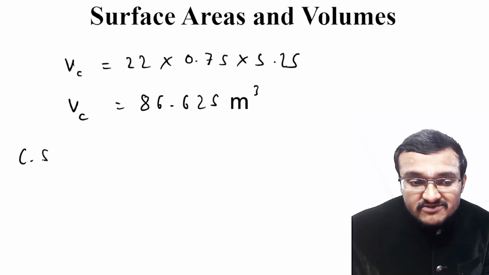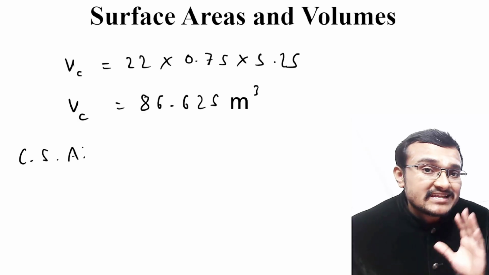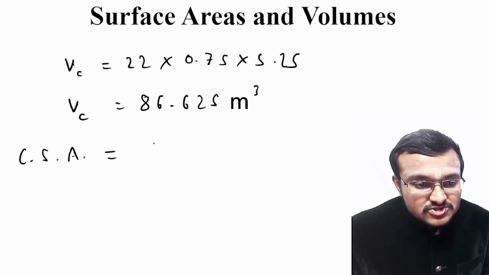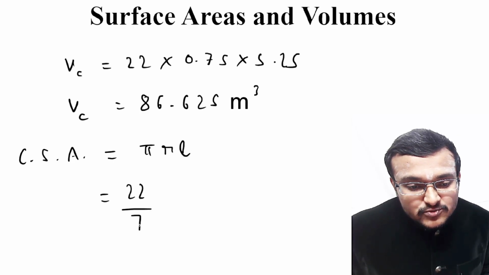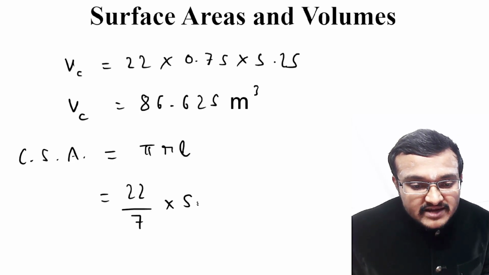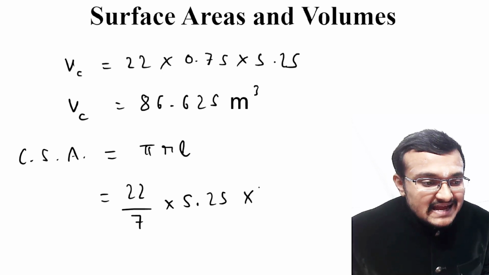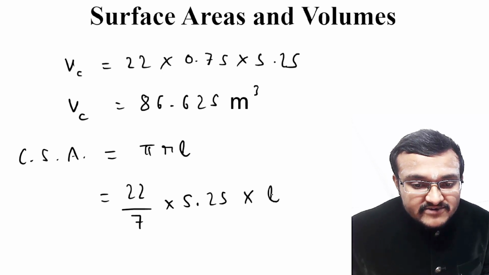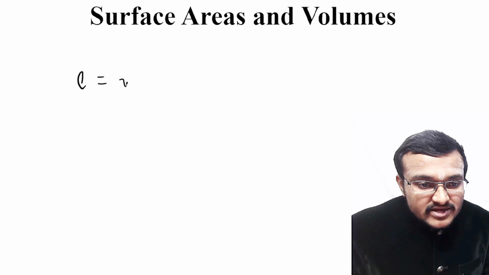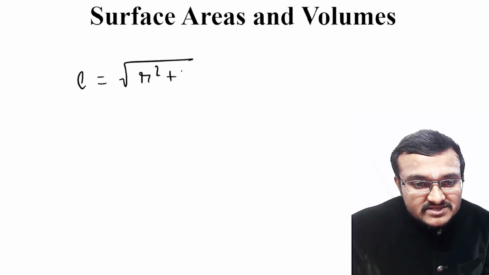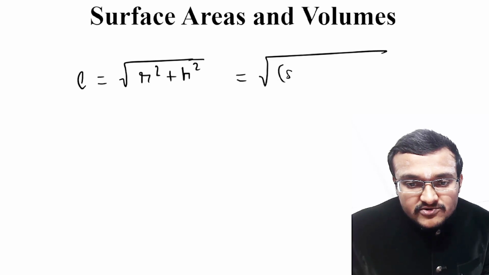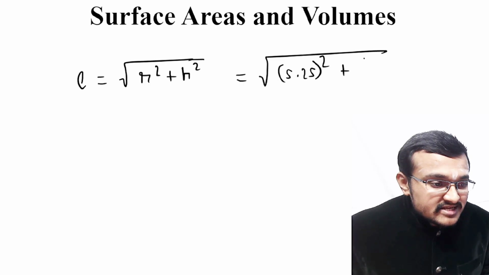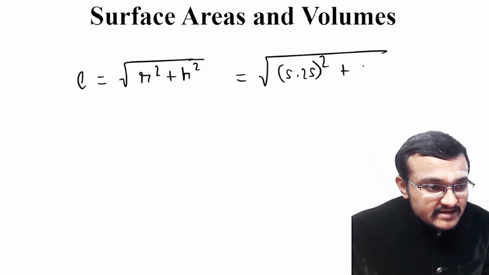And you have to find out the curved surface area also, because you want the area of canvas required to cover it. The curved surface area of a cone is pi r l. So pi is 22 by 7 into radius 5.25 meter into slant height, which we have to find out. Slant height we don't know. In order to find the slant height, you can use this formula, that is square root of r square plus h square. So square root of 5.25 whole square plus h square, where h is equal to 3 meters.